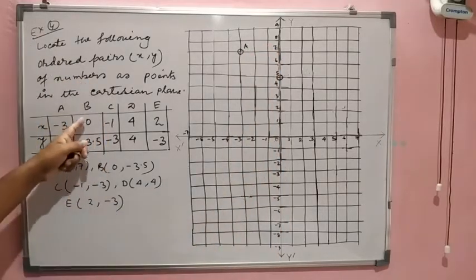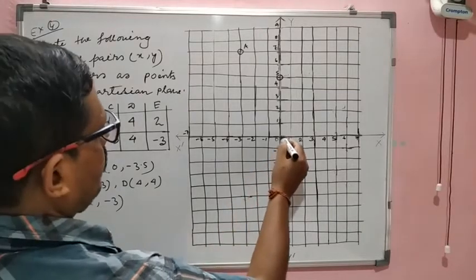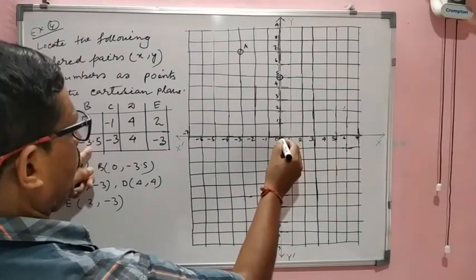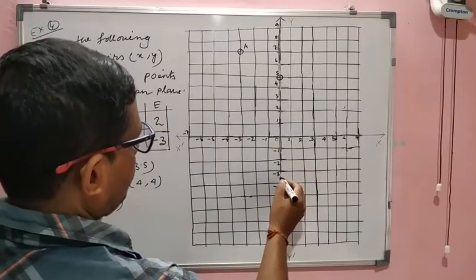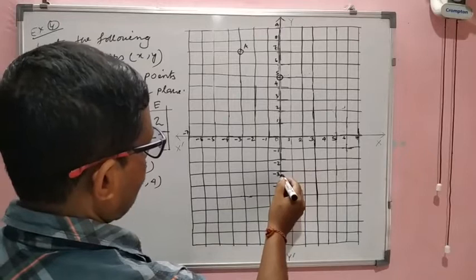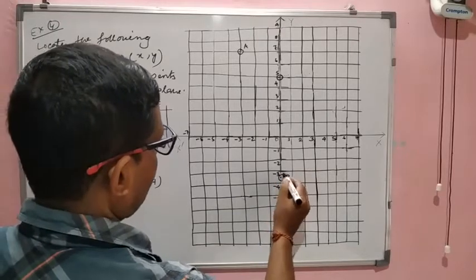Next, B (0, -3.5). 0 means we stay on the y-axis, only -3.5. So -3 for 1, 2, 3, then 3.5 is somewhere between here. So this will be the point B.